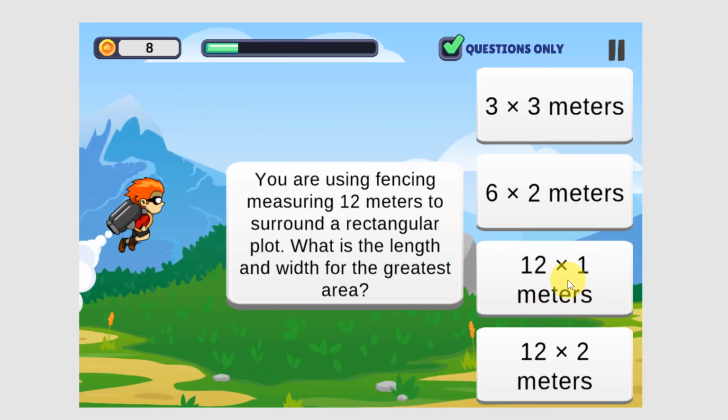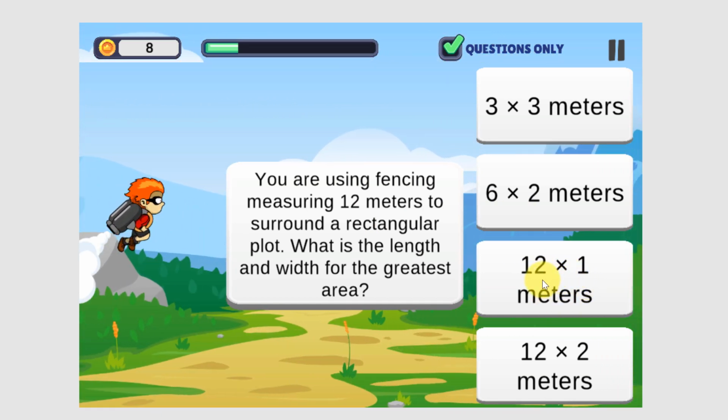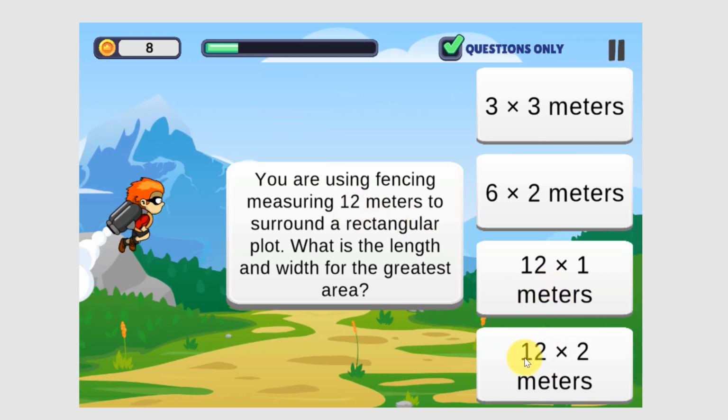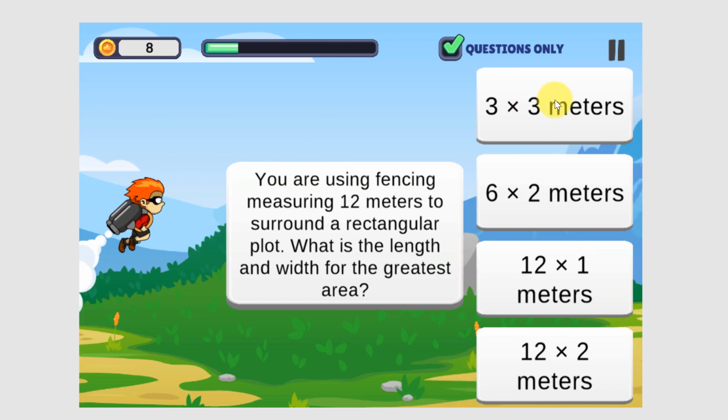12 plus 1 is 13. 13 times 2 is 26. That's way more than 12. That's not the right answer. And this is even bigger. So our only possible answer is 3 by 3.